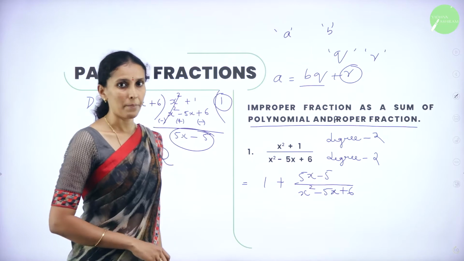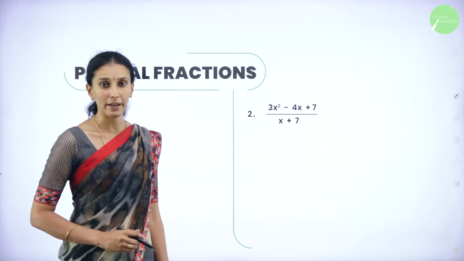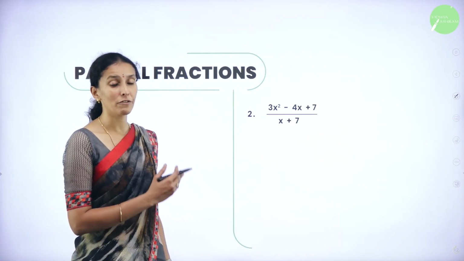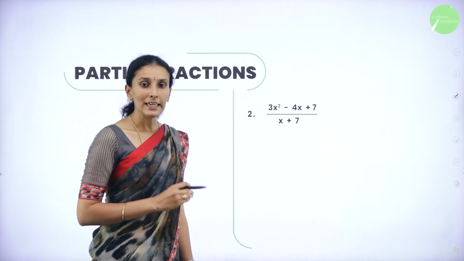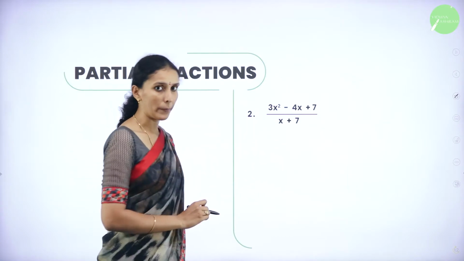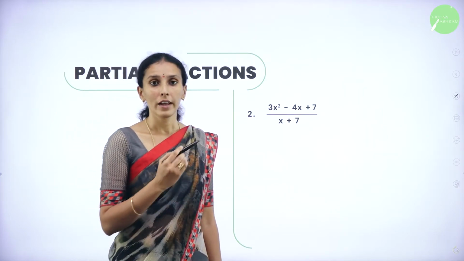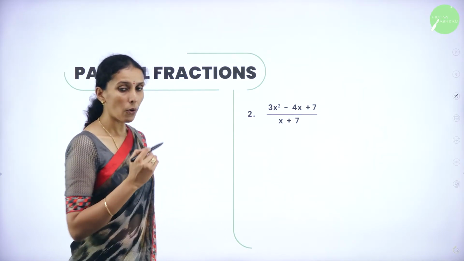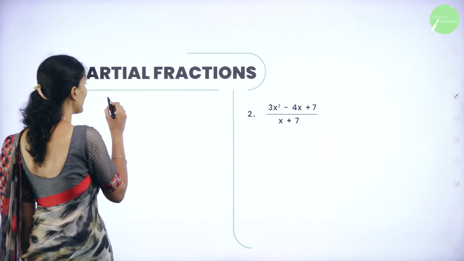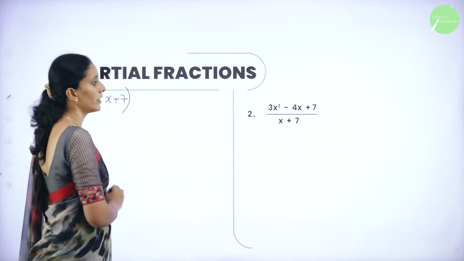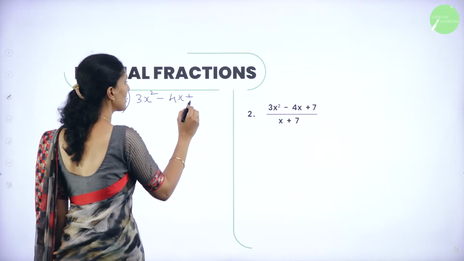We'll take one more example. 3x square minus 4x plus 7 divided by x plus 7. Clearly we can say it is an example of an improper rational function. Why? The degree of the numerator is greater than the degree of the denominator. Here the degree is 2, here the degree is 1. So therefore this is an example of an improper rational fraction. So how do we express it now? Divide it using division of polynomials. So x plus 7 divides 3x square minus 4x plus 7.